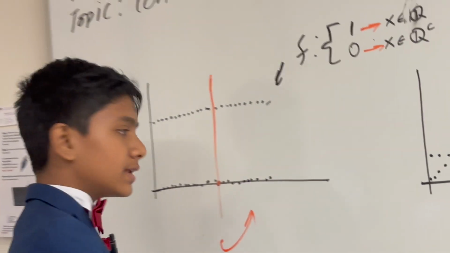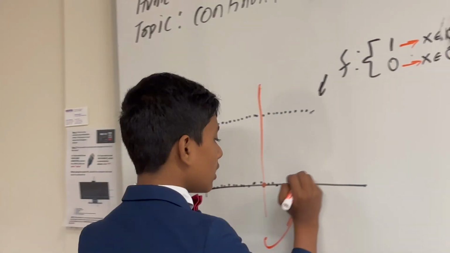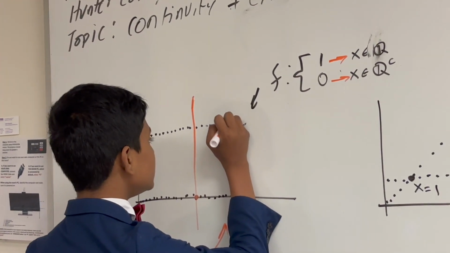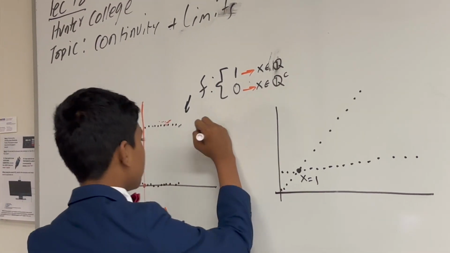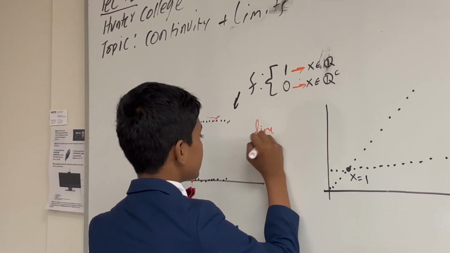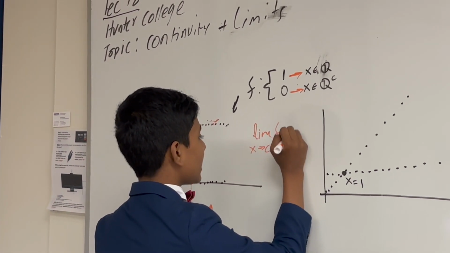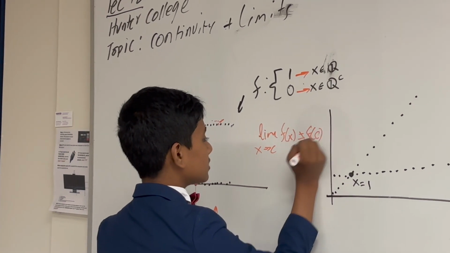So that means that it's continuous absolutely nowhere, because the limit of some sequence that's leading up to an output is just never going to be that output itself. Or in other words, the limit as x approaches c of f of x is never equal to f of c.